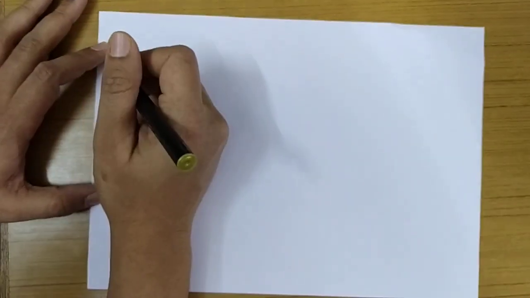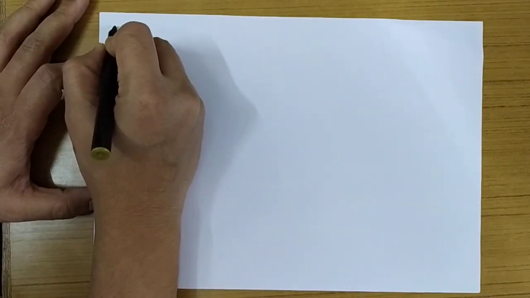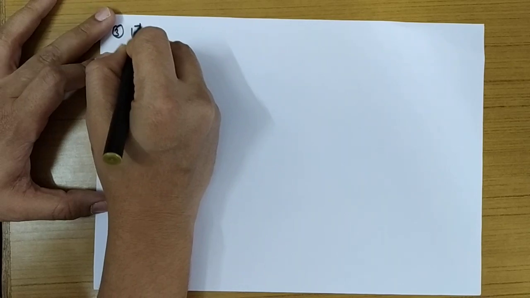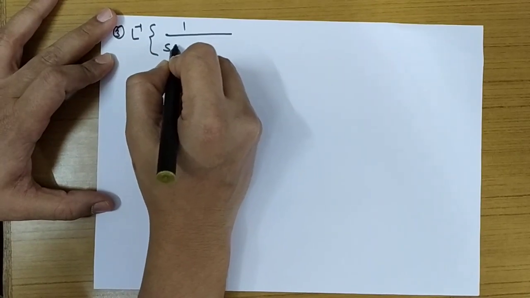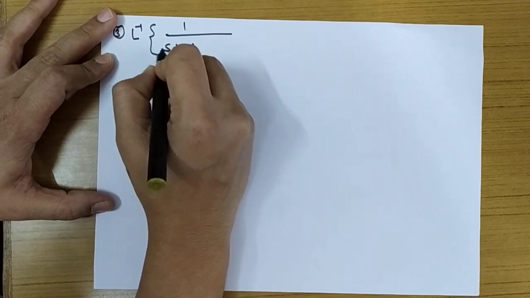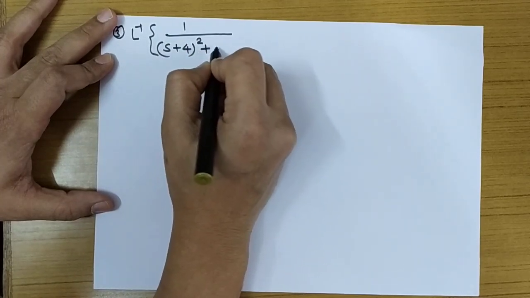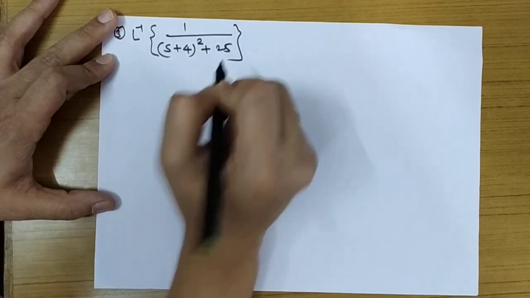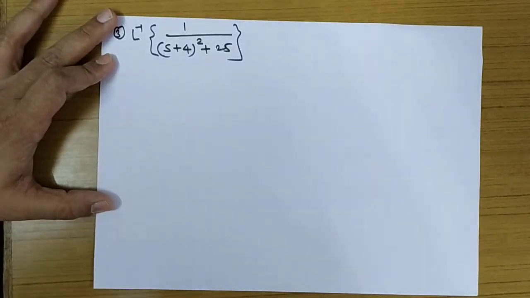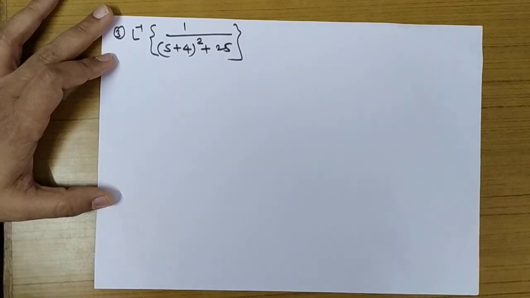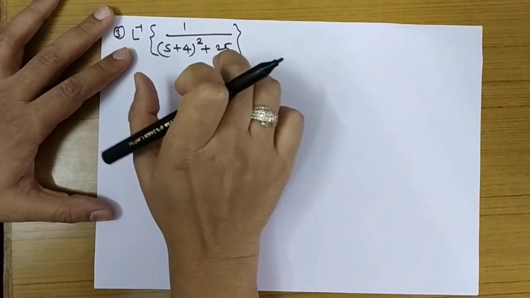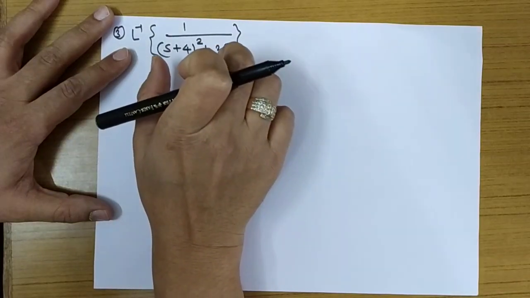Okay. Now we will go for inverse first shifting theorem. We will apply inverse first shifting theorem. In which case we will apply? Equation is 1 by s plus 4 square plus 25. Okay. So how to solve this equation? So this is like an inverse Laplace transform of this question.